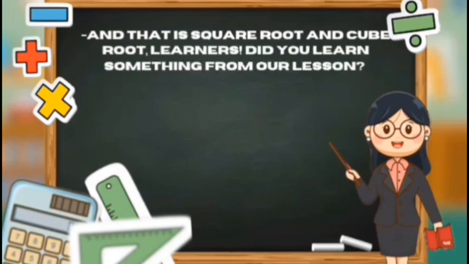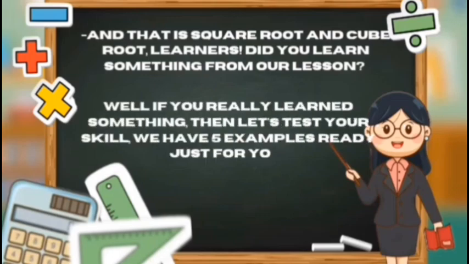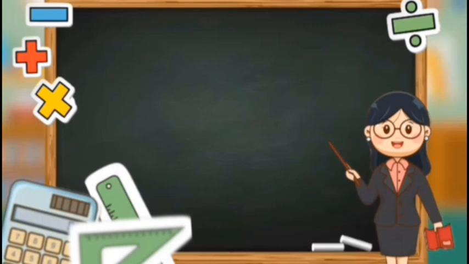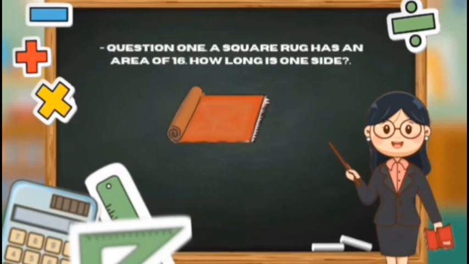Learners, did you learn something from our lesson? Well, if you really learned something, then let's test your skill. We have 5 examples just for you. Question 1. A square rug has an area of 16. How long is one side?